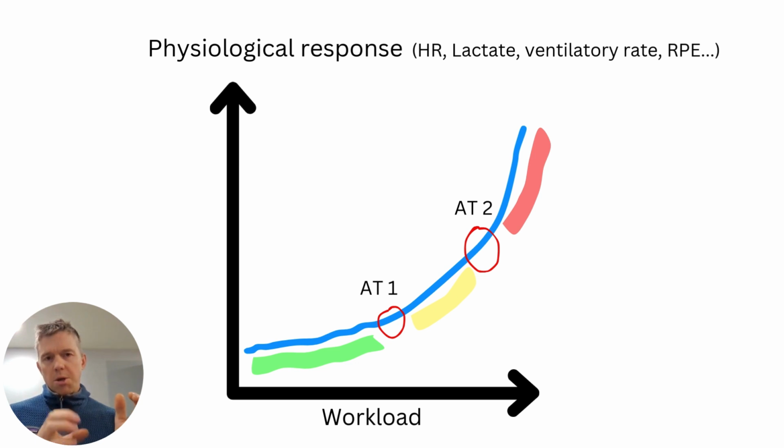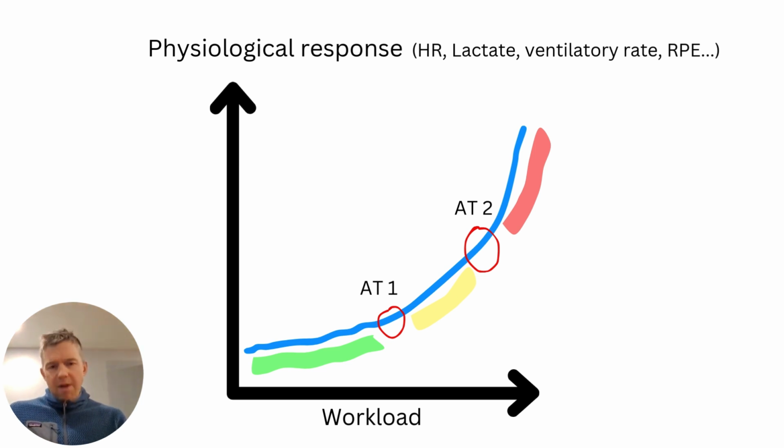Yellow zone, we're using a mix of fat and carbohydrate, glycogen, and other glucose sources. And then above AT2, we're using predominantly, not exclusively, but predominantly muscle glycogen, which can produce ATP really quickly, but produces a lot of lactate as a result.